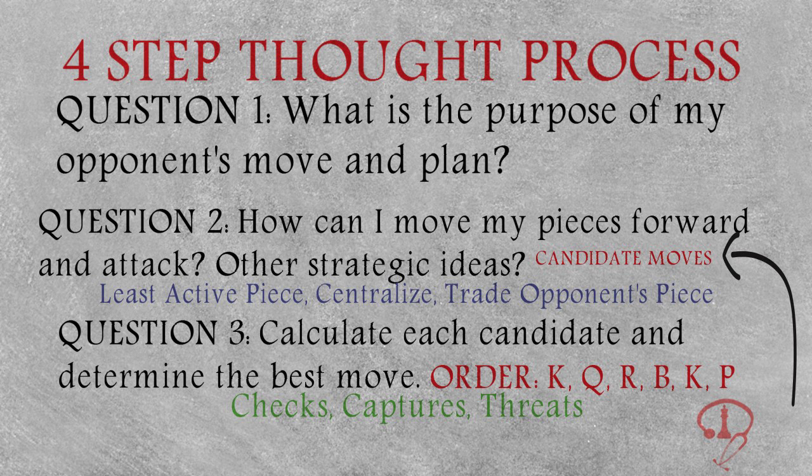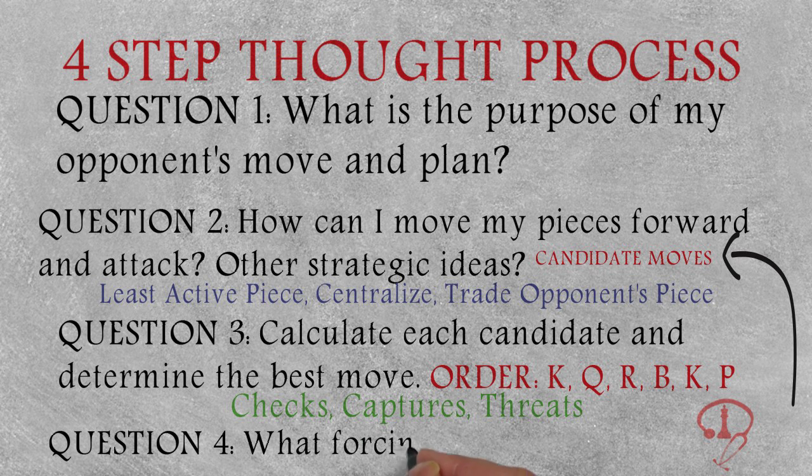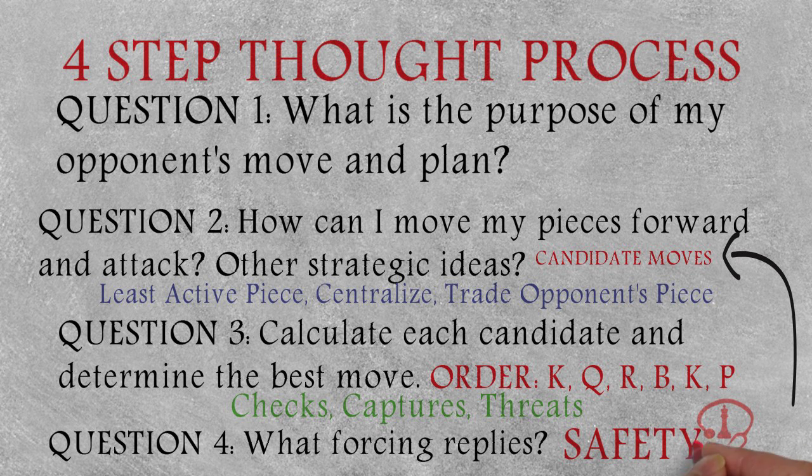Now, once I've decided my move in step 3 from my calculation, I will move to step 4 and perform a simple blunder check. So step 4 is the last step, and the blunder check is very important because it will prevent any mistakes you made in the previous steps. And the only question you have to ask is, what forcing replies can my opponent make after I have made my decided move?